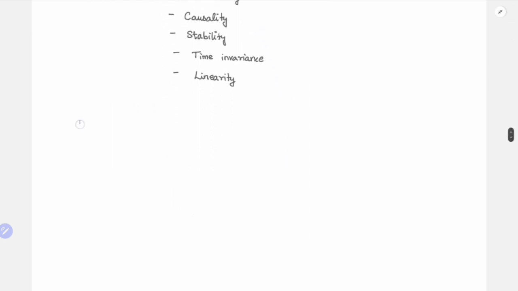So in the previous video, we saw about discrete time signals. In this video, we'll start with discrete time systems. So discrete time systems are nothing but systems which transform discrete time signals into another discrete time signals. Basically, transformation of x of n to another discrete time signal y of n, and the system comes in between.